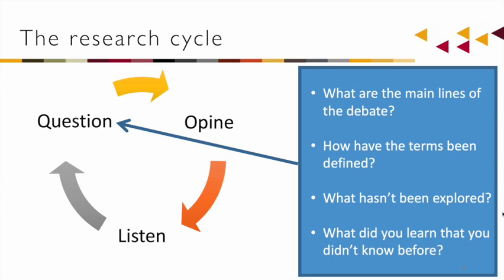First off, what are the main lines of the debate? That article that you just read, the abstract, what is it that other people have said? What are the sides of it? And where does the article situate itself on the topic? How have the terms been defined? What hasn't been explored? That'll be in the conclusion. At the very end, what are their future research goals, or what they say people should be looking at, or they didn't have a chance to look at? And then finally, what didn't you know before that you know now after having read the article?